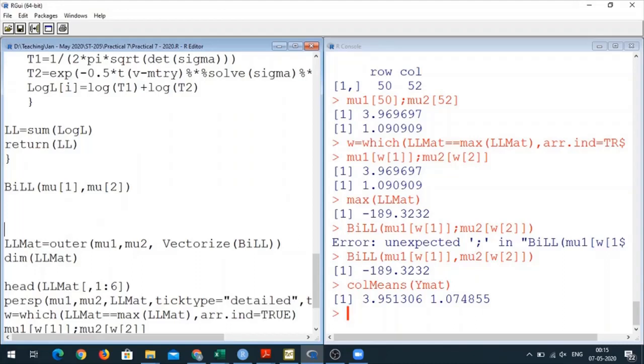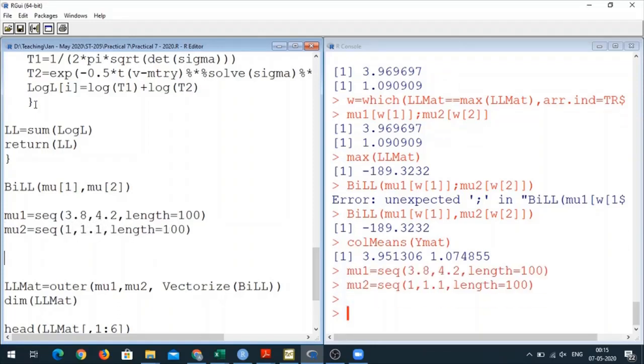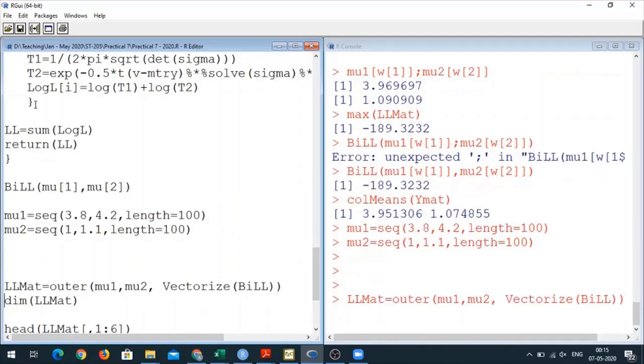So let me try here. Suppose instead of 1 to 7, let me now try, because I know 3.95, so 3.8 to 4.2 and then 1 to 1.1. This is again going to take time.